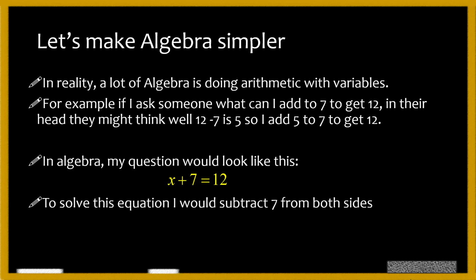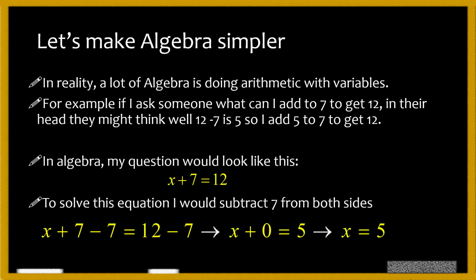To solve this equation, I would subtract 7 from both sides. So let's look at it algebraically. We can see x plus 7; I'm going to subtract 7 from the left, and then subtract 7 from the right, from the 12. This leads me to have x plus 0 on the left and 5 on the right. And of course, adding 0 to anything just leaves it as itself, so x plus 0 is x, and x equals 5. So you can see the connection between the arithmetic above and the algebra below.